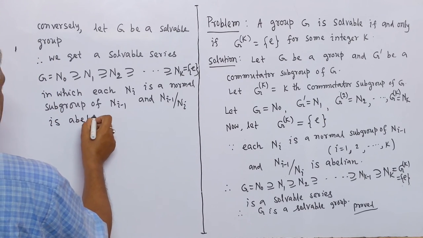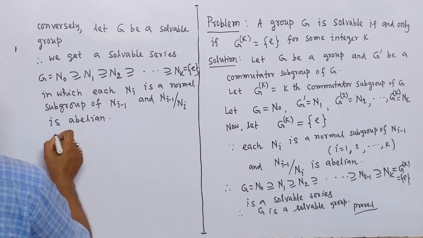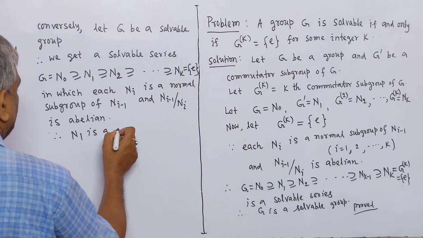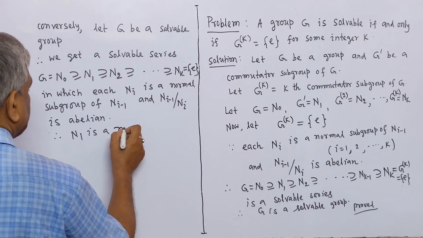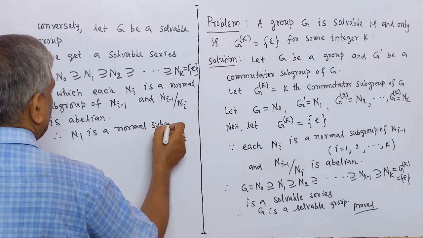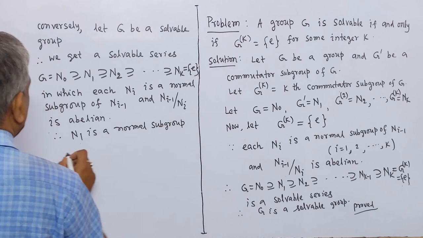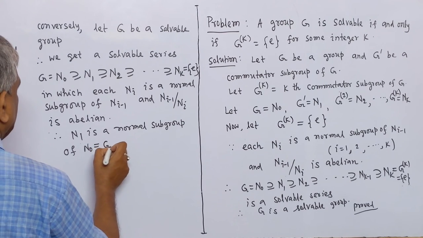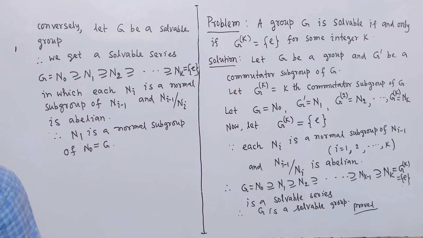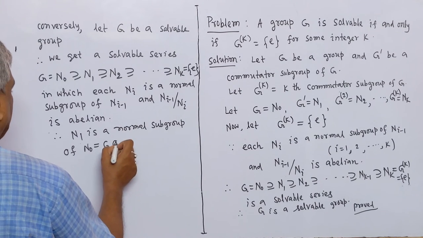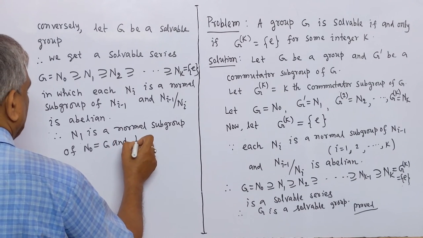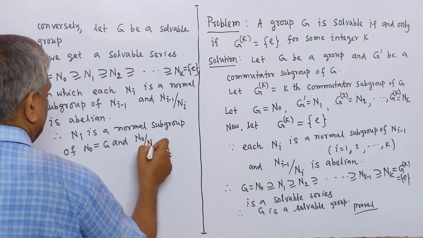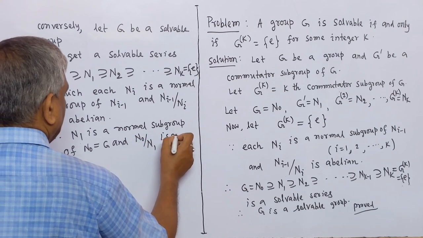Therefore, N1 is a normal subgroup of N0 equal to group G, and quotient group N0 by N1 is abelian.